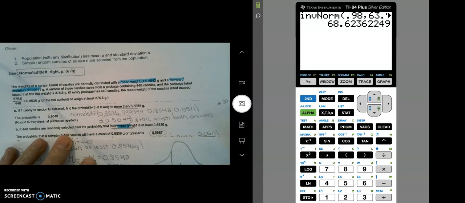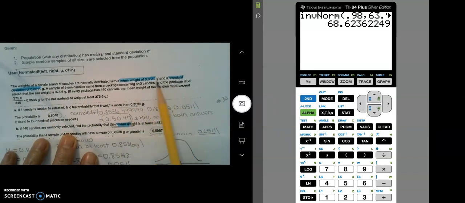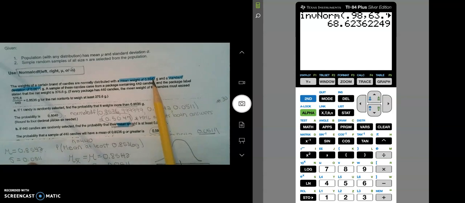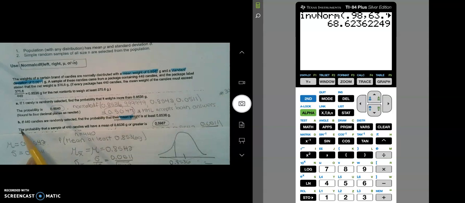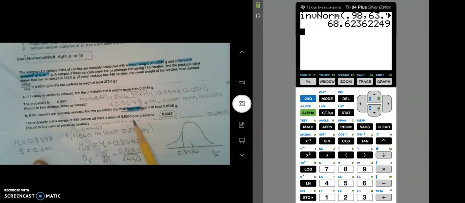Okay, so let's just read over here. So up here it says the mean weight of candies is 0.8542. So I wrote that right here. Standard deviation is 0.0511. And then down here it says if 440 candies are randomly selected, find the probability that their mean, okay, right there's the hint. That's when you use the central limit theorem. That their mean weight is 0.8536.